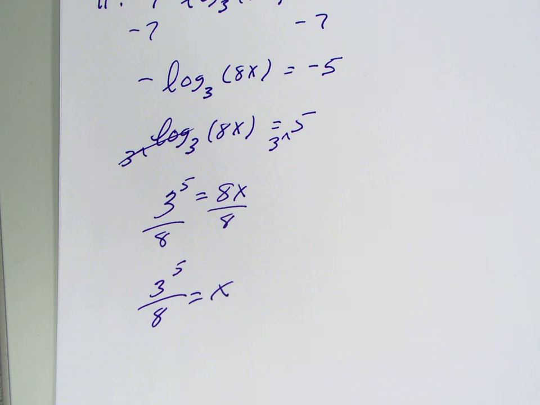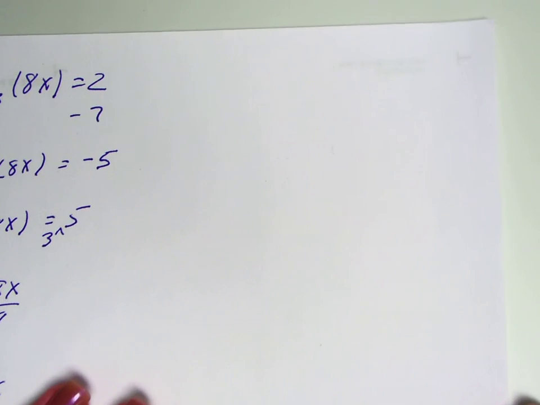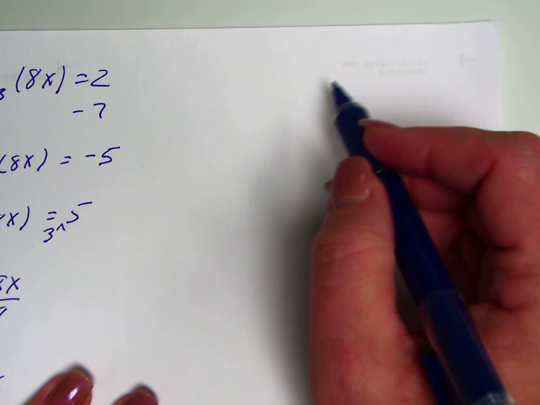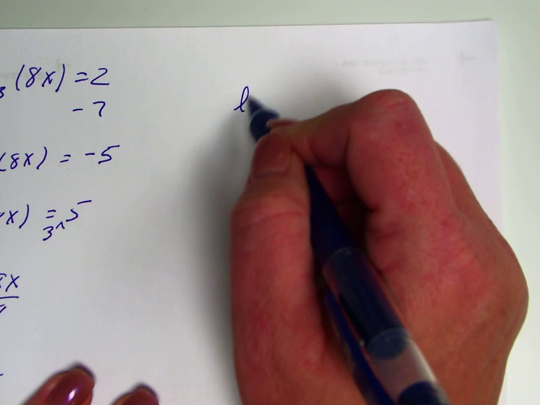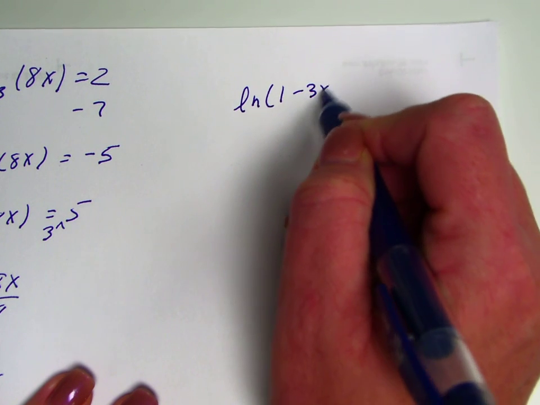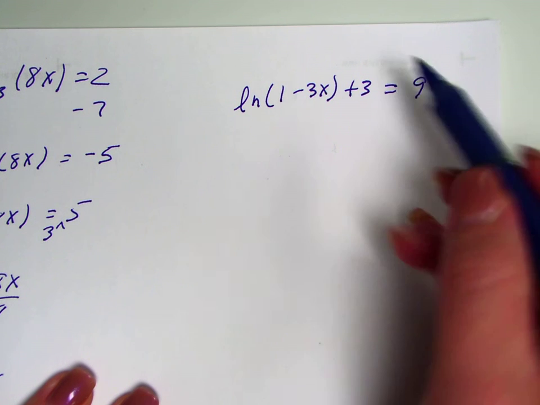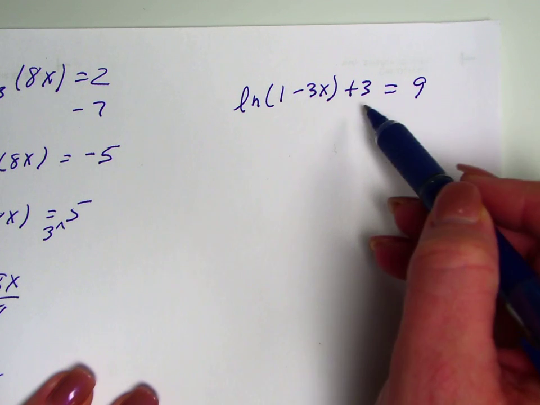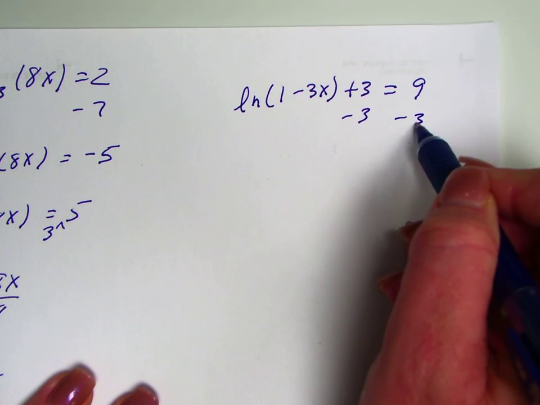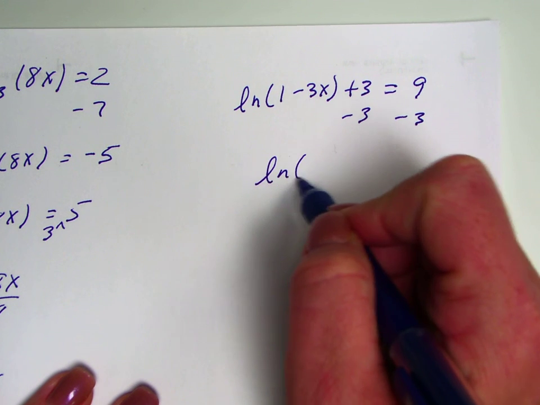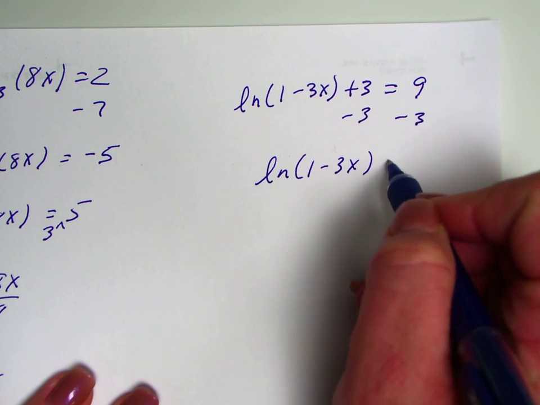14. All right, so 14, you have the natural log of 1 minus 3x plus 3 equals 9. So you need to get the natural log by itself. So we're going to subtract 3 from both sides. So then we get the natural log of 1 minus 3x equals 6.